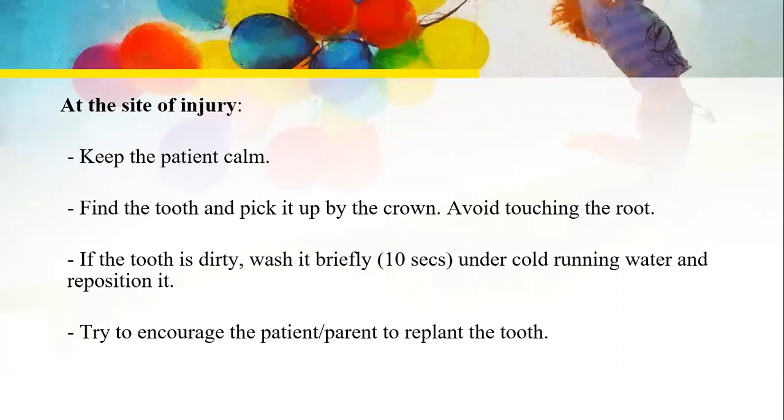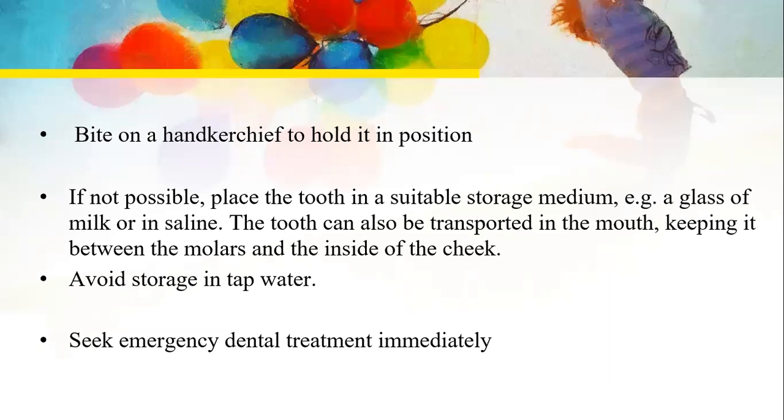If the tooth is dirty, you are supposed to wash it briefly for around 10 seconds under cold running water, and you should reposition or replant it into the socket. Try to encourage the patient or parent to replant the tooth. It's always better to replant at the site of the injury after washing it if it is dirty. Bite onto a handkerchief, because at the site of the injury we won't be able to stabilize this avulsed tooth. So in order to stabilize it, we can ask the patient to bite gently onto a handkerchief to hold its position in the socket.